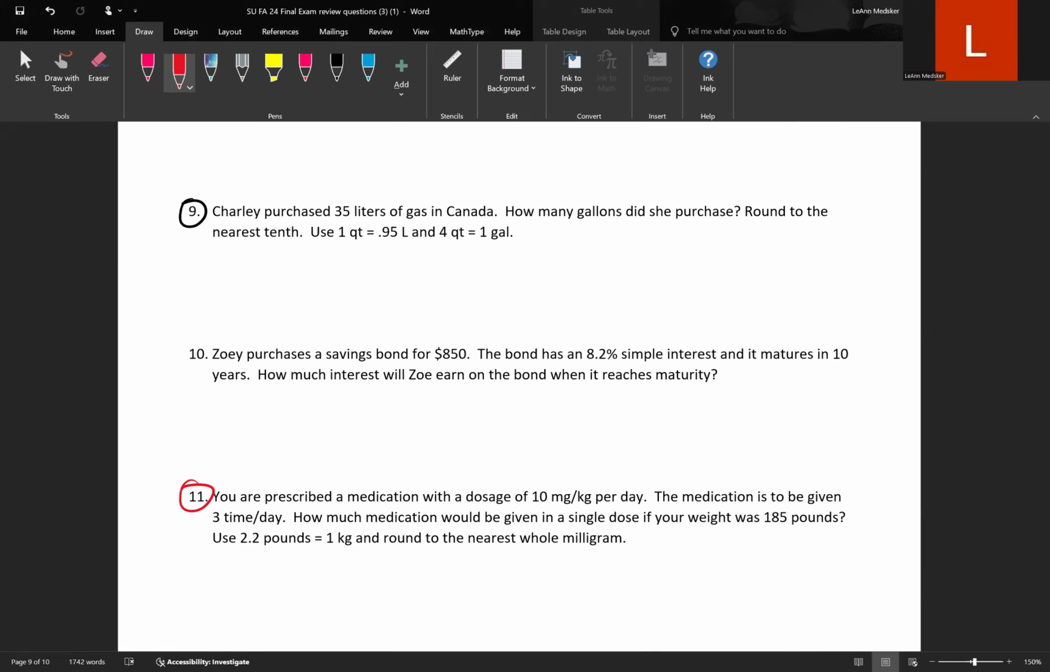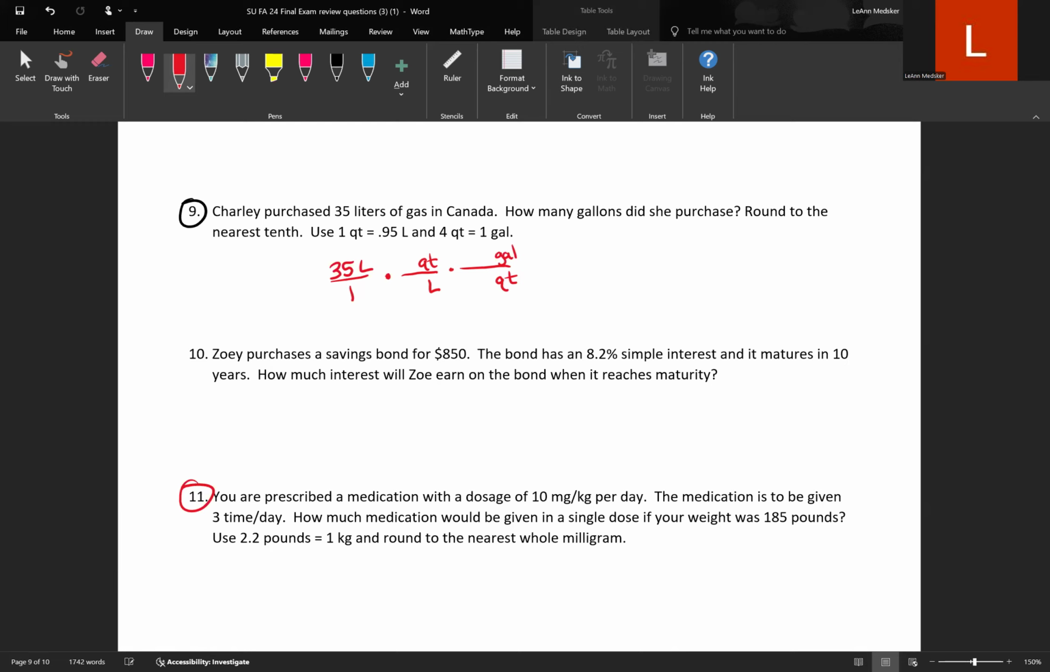Okay, so we're starting with 35 liters over 1. And we have these two facts given to us. 1 quart is 0.95 liters and 4 quarts is 1 gallon. So we need to go to quarts first and then to gallons. I always set up my units before I put in the numbers. I need to cancel liters, so that needs to be on the bottom, and then the connection there would be quarts. And then I don't want quarts as my final answer, so I'll need to cancel quarts, so that needs to be diagonal to that, and we'll end up with gallons.